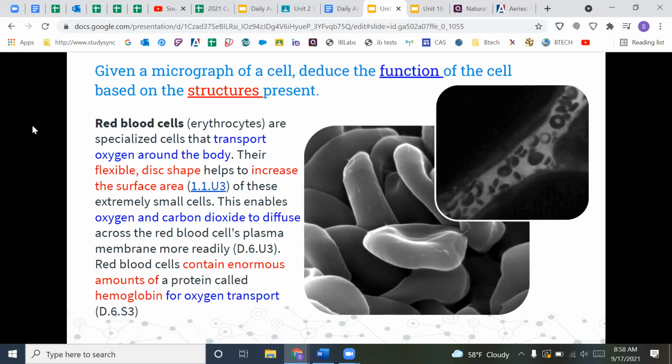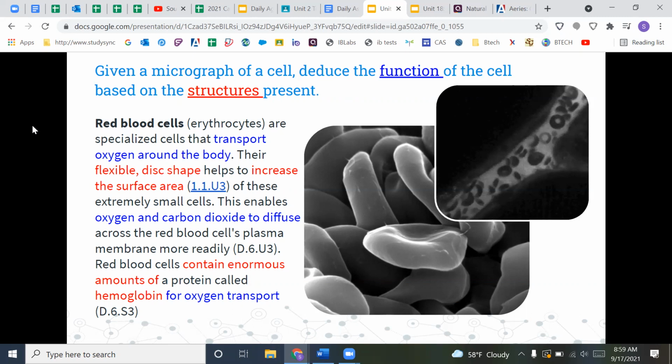Flexible disc shape to increase surface area. We're actually going to get to surface area in a very close unit. Why the structure of flexible disc shape is important is because it helps to transport oxygen around the body. We'll see a lab, possibly, if I could get it set up, that the more surface area there is, the more easily things can move across the cell membrane.